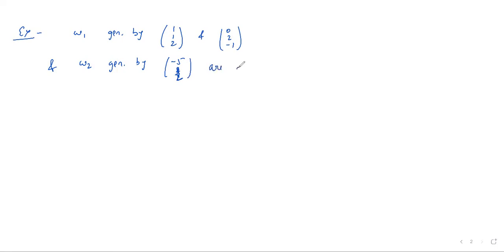Now let's consider another example for subspaces. Let's say W1 is the subspace generated by these two vectors, 1, 1, 2 and 0, 2, minus 1. And W2 is my other subspace, which is generated by minus 5, 1, 2. We need to check whether these are orthogonal or not.